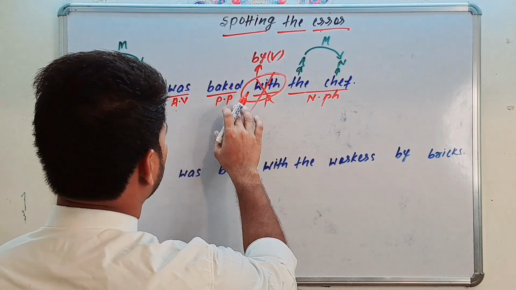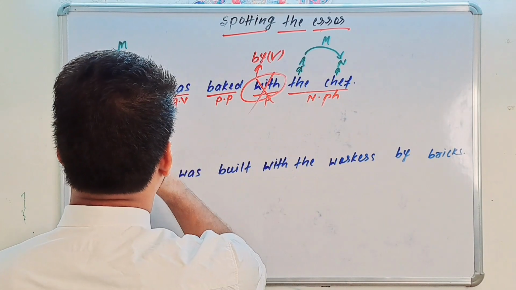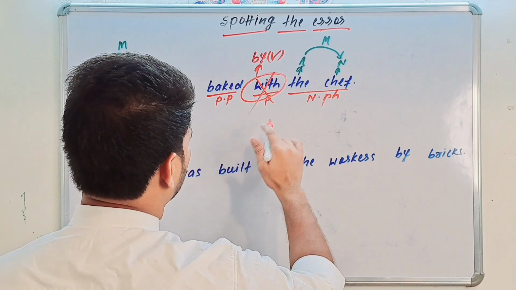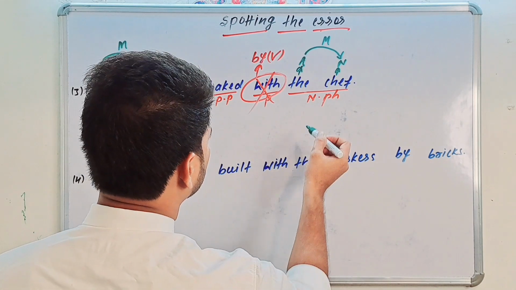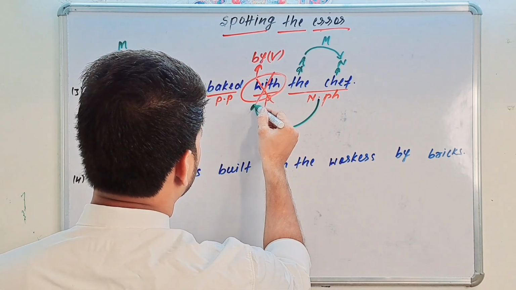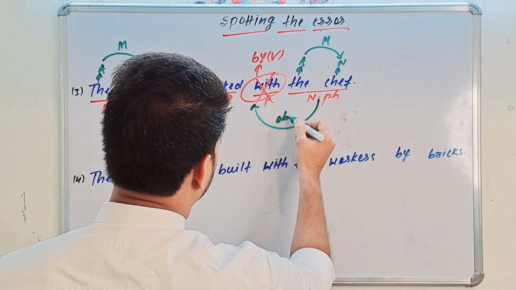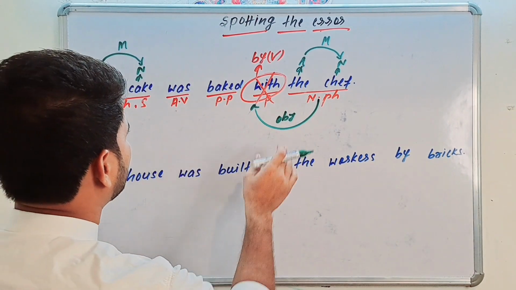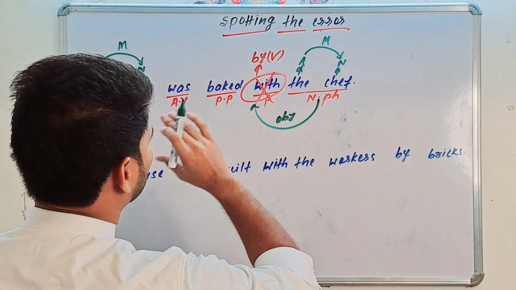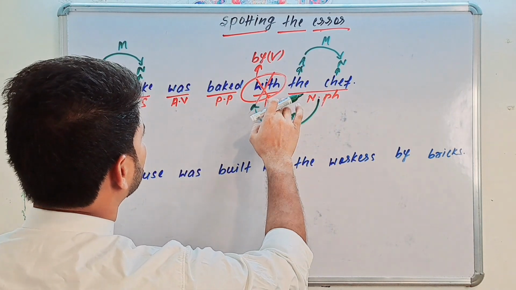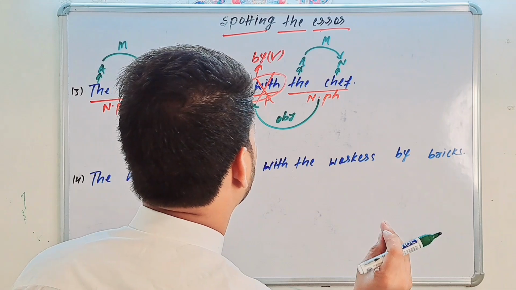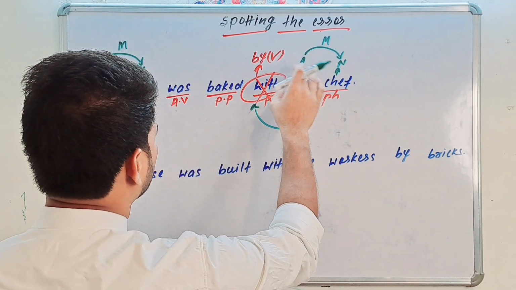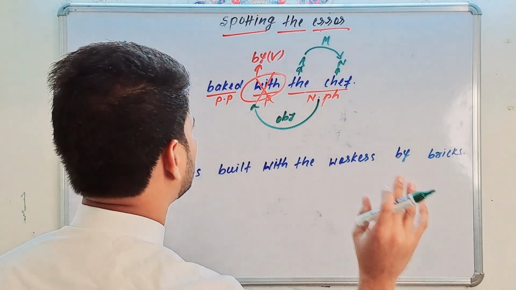Now the cake was baked by the chip. The cake was baked by the chip, and this is an object of preposition here. Don't forget this. So I told you the cake was baked by the chip, not with the chip. The preposition with is only used for an object, for something, not for a doer. Preposition by is used for a doer.